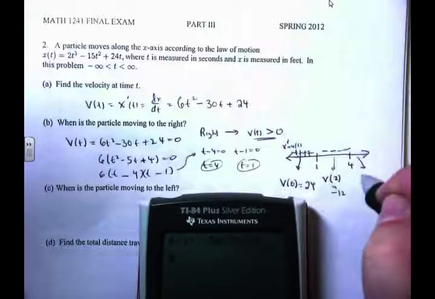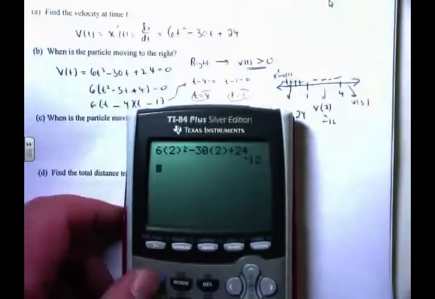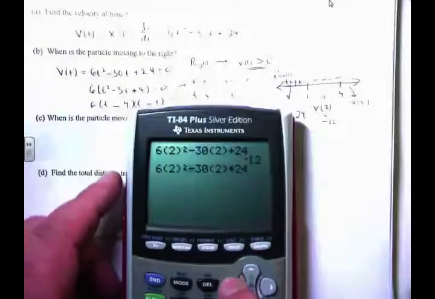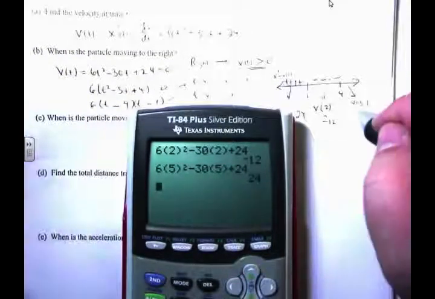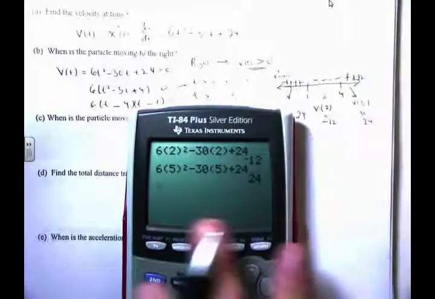I choose 5. Plugging 5 into my equation. Hopefully you guys can see this. Plugging 5, I just recall it and change all of my 2s to 5s. I get 24 again. Don't care what the number is, the sign is positive.